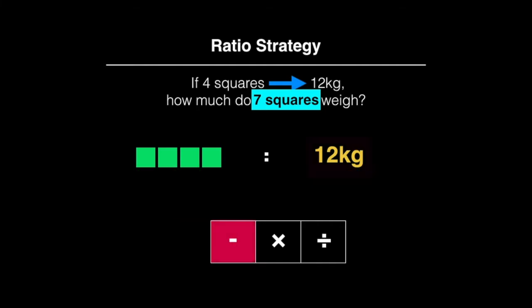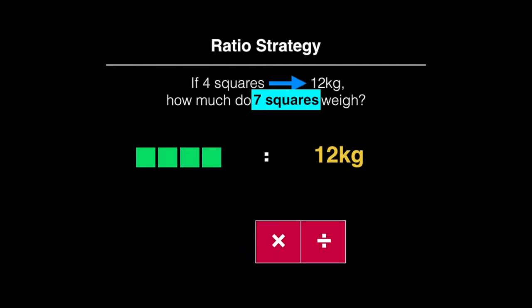Similarly, the use of subtraction can be problematic. While we could take away squares from this side, we can't take away squares from this side. This means that subtraction is also not an option. The remaining options are division and multiplication.